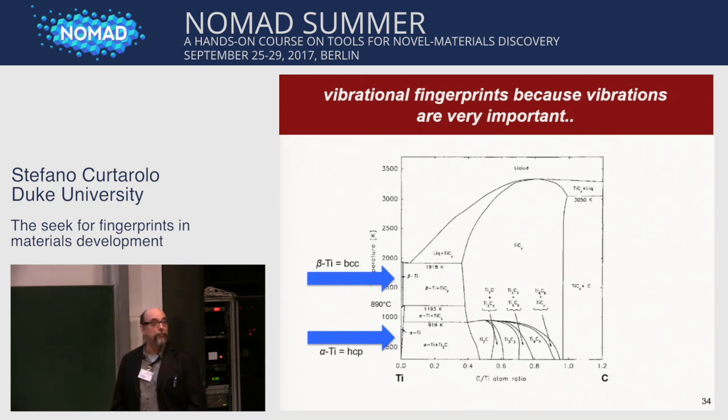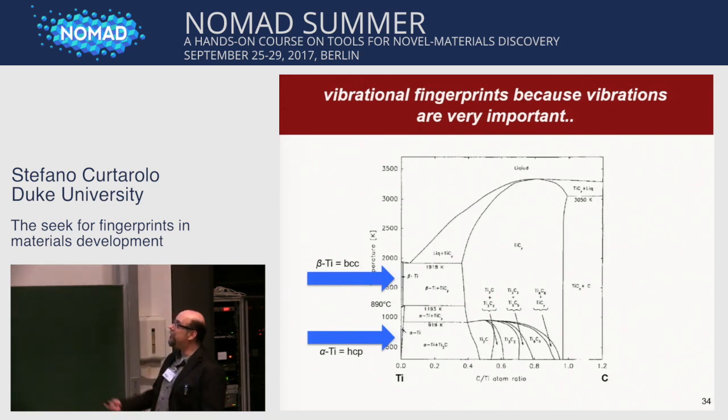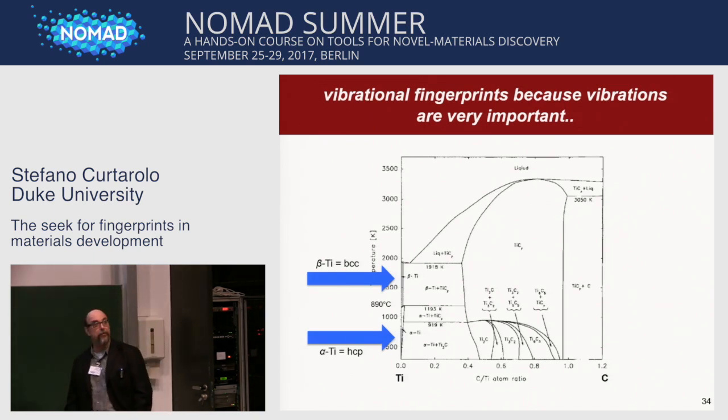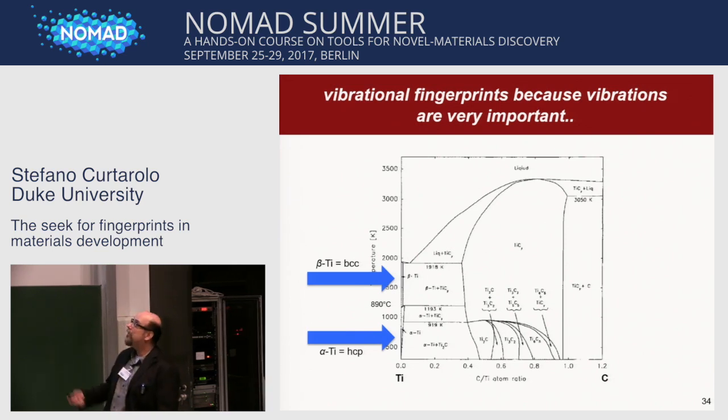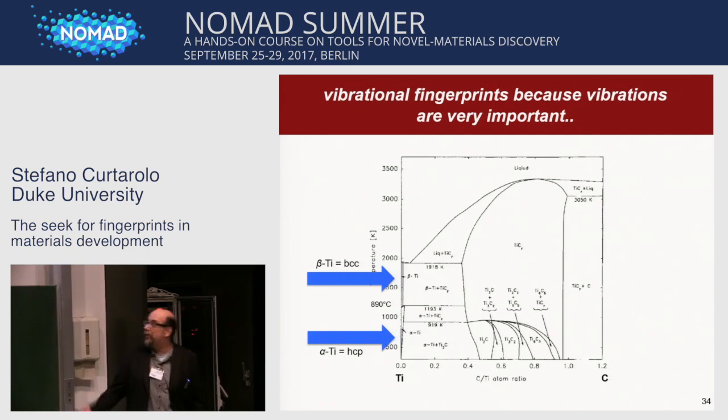Vibrations are very important in life. This is an example of titanium carbon systems. Many of you do not use these phase diagrams, but titanium has a peculiarity: at low temperature we have the alpha titanium, which is an HCP phase. If you use your AIMS or Quantum Espresso or VASP, you will find that the ground state is alpha titanium. But at really high temperatures, we have the BCC phase, which is called the beta phase. This is just an example.